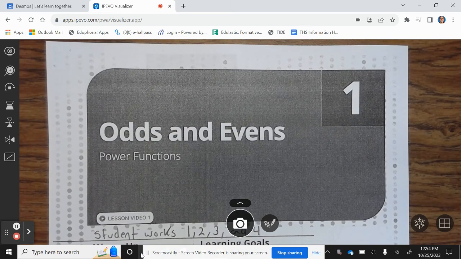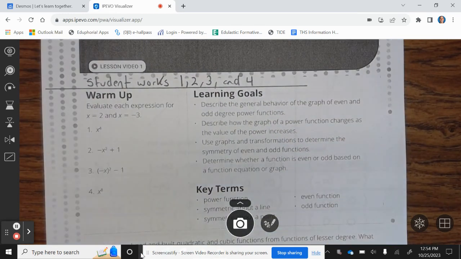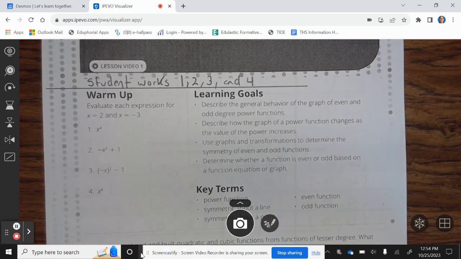Okay, Wildcats. Today we're going to work on odds and evens, power functions. Student works 1, 2, 3, and 4. All right, let's take a look at the next page.